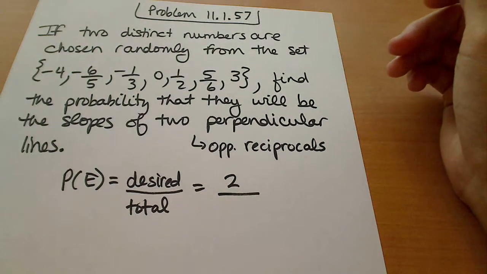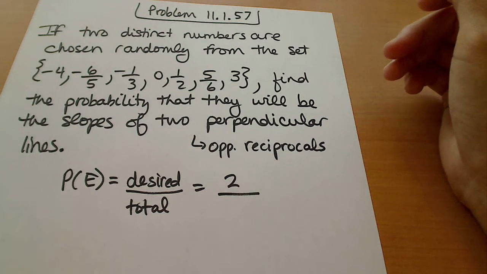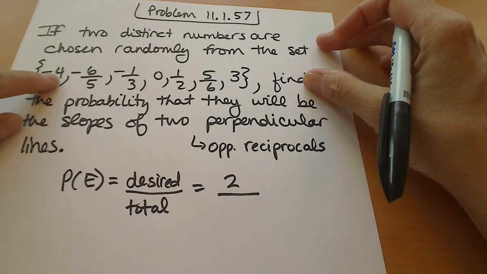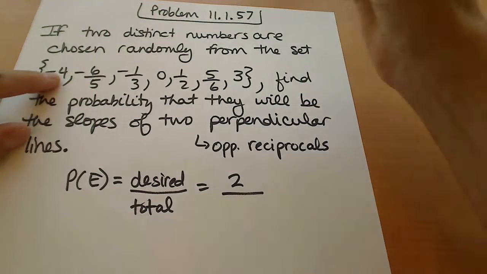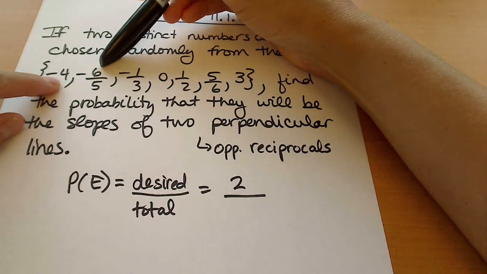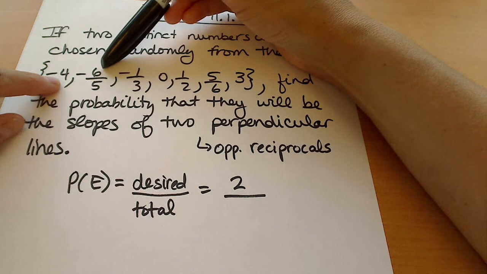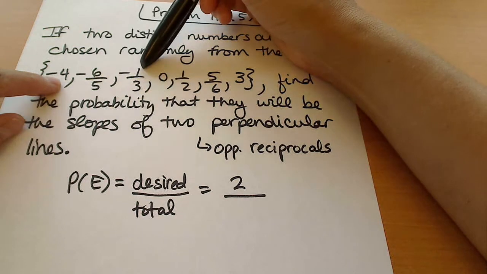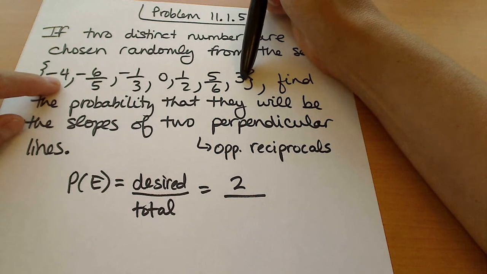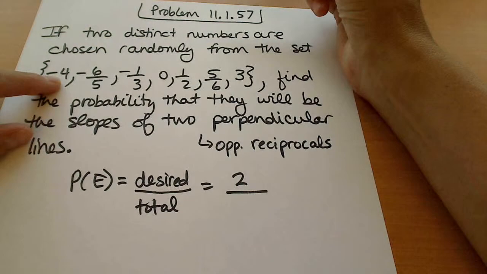Now, the total number of pairs is actually something we're just going to have to count. There isn't really a way for us to use a counting technique. This is just a direct count. So if I start with -4 and I think of all the pairs that -4 has with it, here's one pair, so -4 with -6/5 is one pair. Here's 2 pairs, 3 pairs, 4 pairs, 5 pairs, and 6 pairs. So there's 6 pairs with -4.